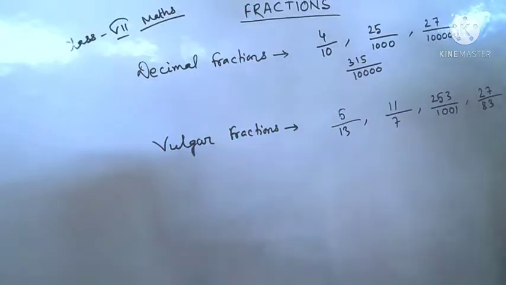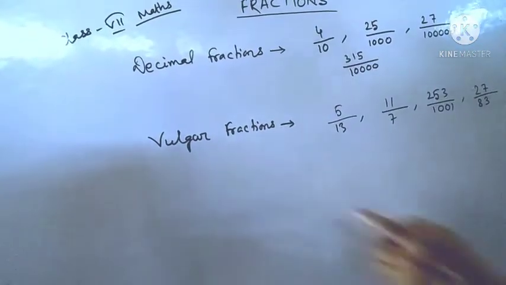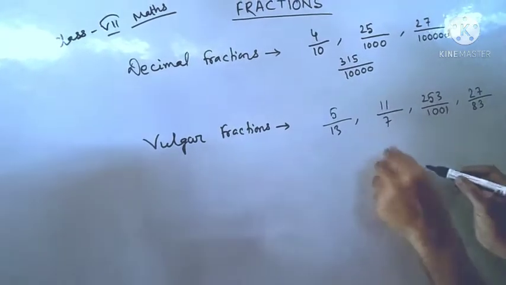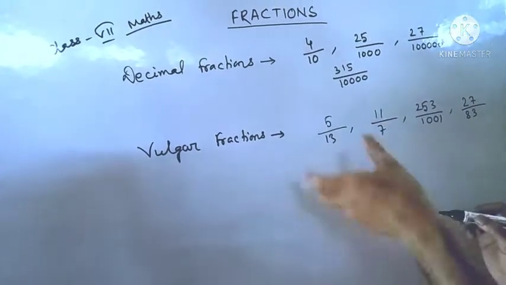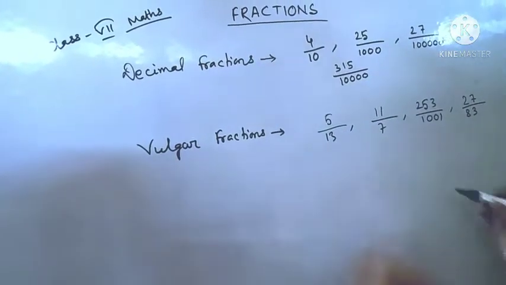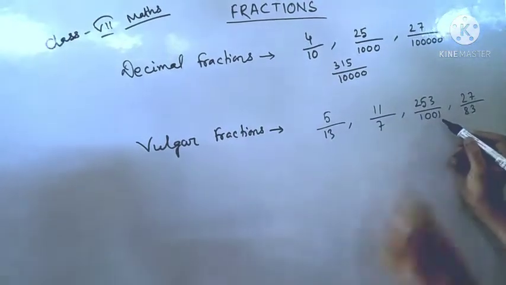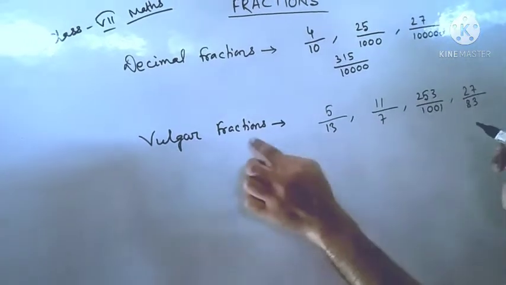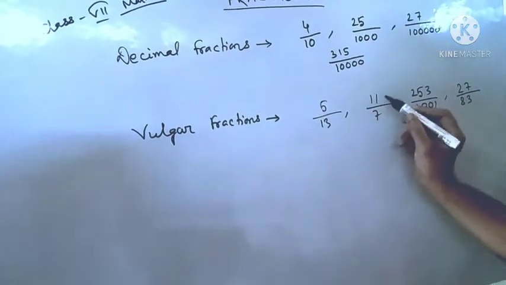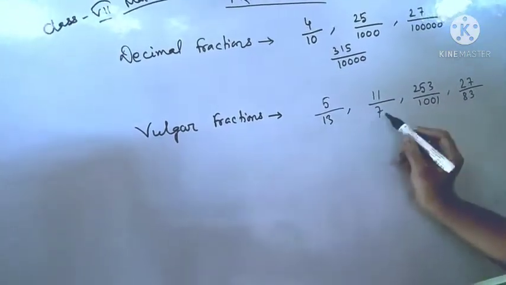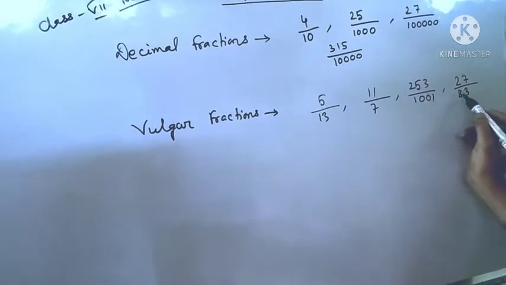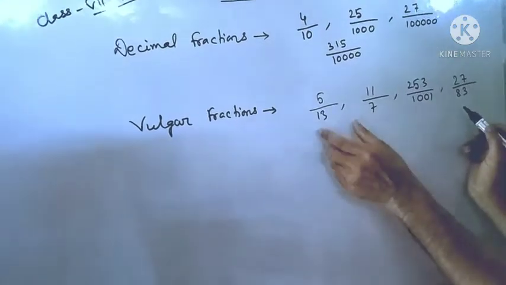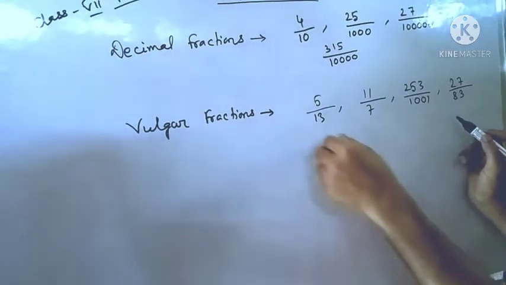Okay. We will discuss vulgar fractions. Vulgar fractions means fractions whose denominator is not 10 or a power of 10. If the denominator is other than a power of 10, then we call this type of fractions vulgar fractions. Okay, 5 by 13, 11 by 7, 13, 7, 1001, 83, all are other than a power of 10. So these are called vulgar fractions.